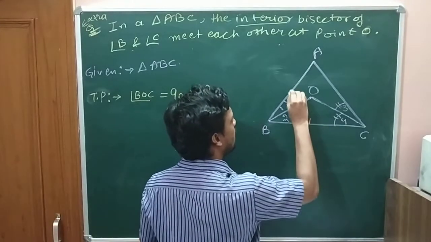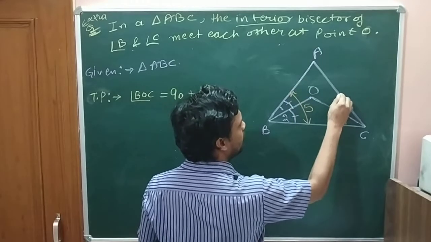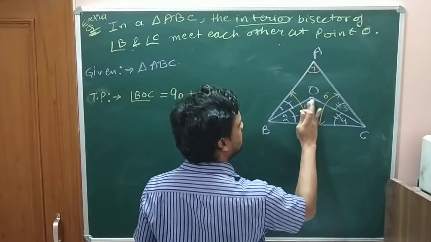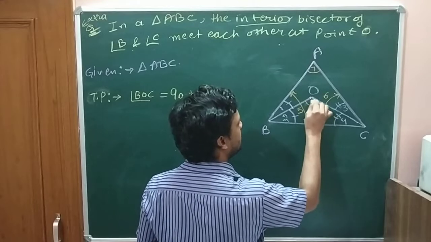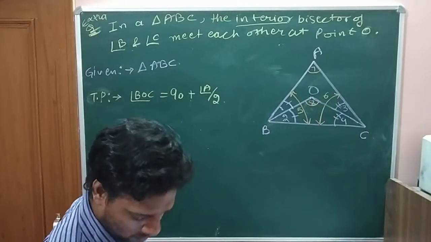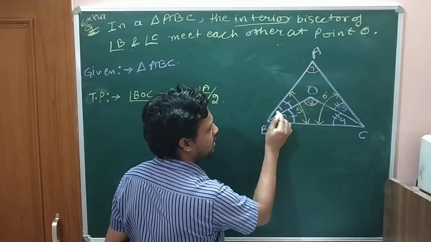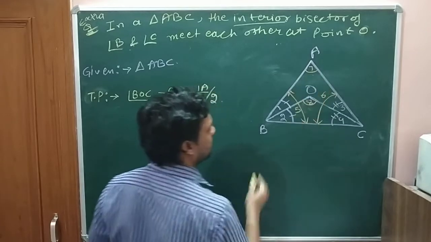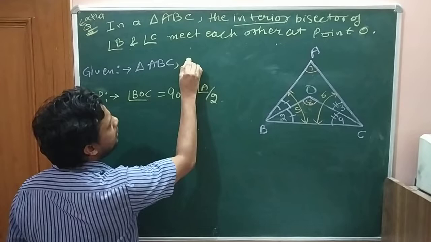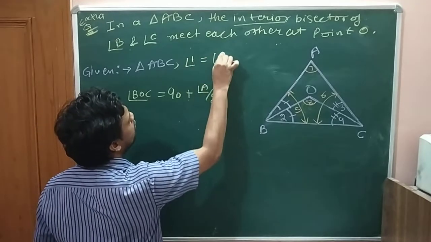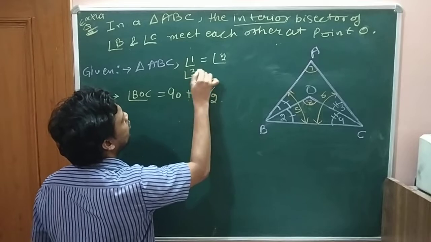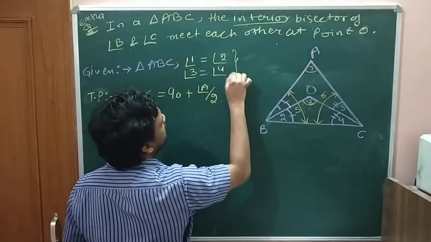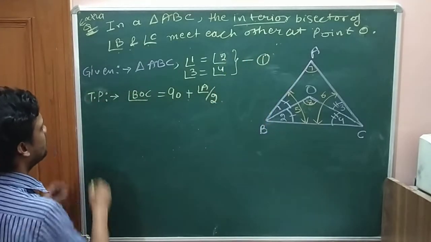Let this full angle be angle 5, this full angle be angle 6, and here is angle 7 and here is angle 8. Now what is angle 5? Angle 5 is a combination of angle 1 plus 2. Angle 6 is a combination of angle 3 plus 4. Clear? Now in the given triangle ABC, angle 1 equals angle 2 and angle 3 equals angle 4. Reason: interior bisectors of angle B and C. Let this be equation number 1. Clear? Now prove.